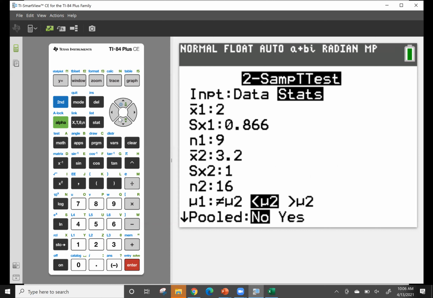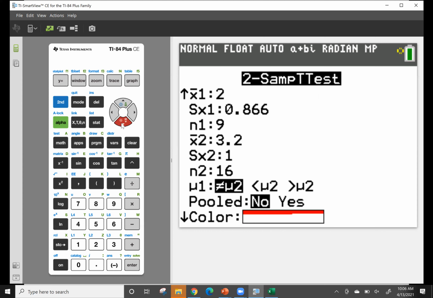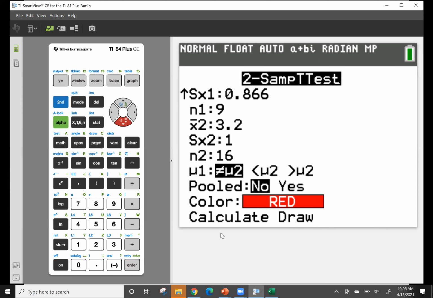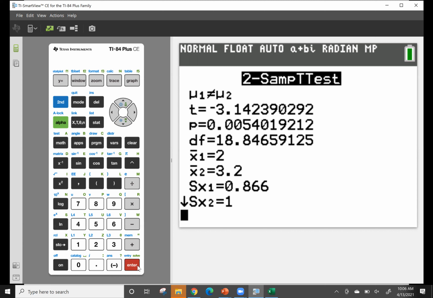Okay, so now you need to decide the comparison of your 2 means. So how are you comparing mu 1 and mu 2? Well, our alternative hypothesis was that mu 1 and mu 2, boys and girls, was what? Not equal to. So we're going to choose not equal to. And I didn't pool the variances, so I'm going to leave no selected. Arrow down and find my calculate. And there we go.